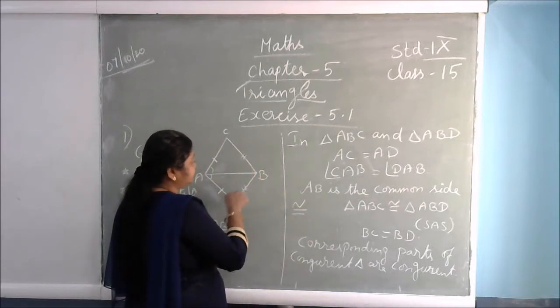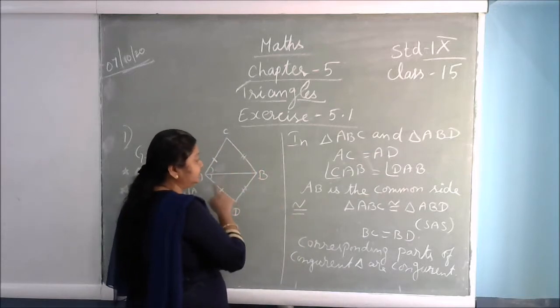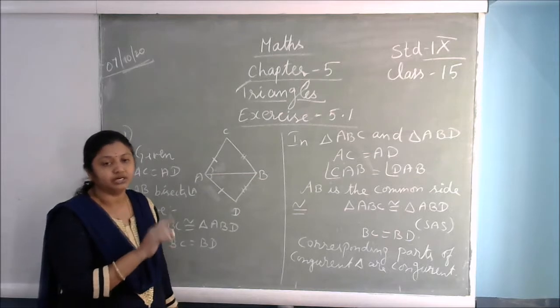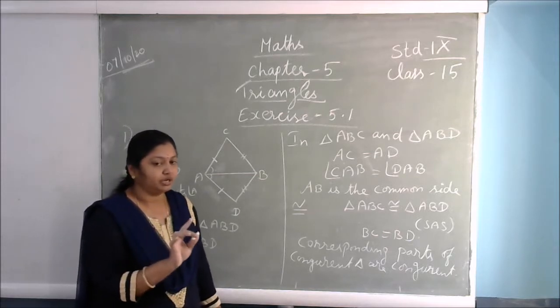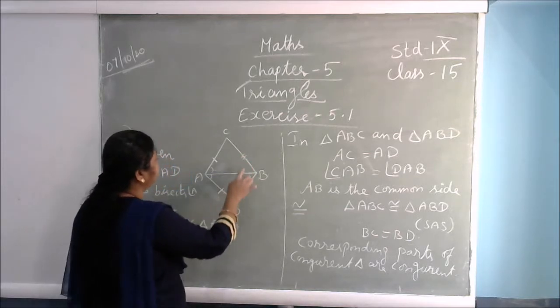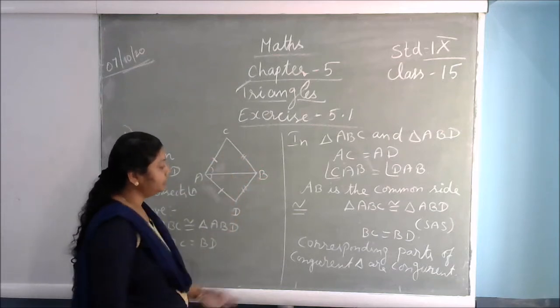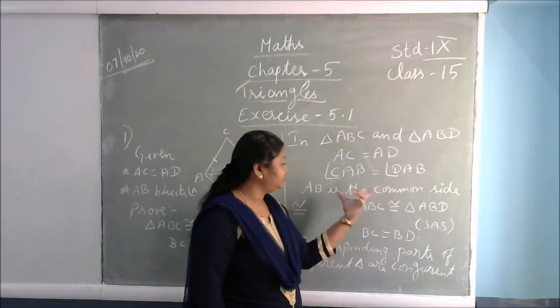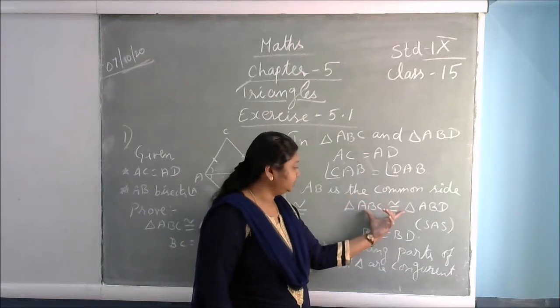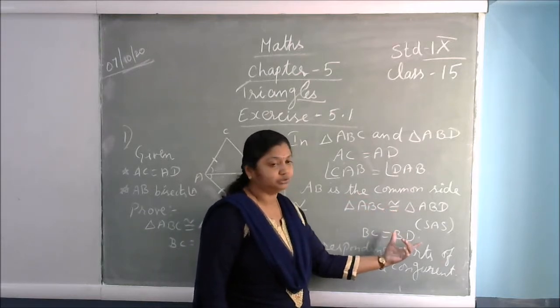Then, if these two triangles are congruent, all the sides are equal and all the angles are also equal. So, what is the connection between DC and BB? Both the sides are also equal. If two triangles are congruent, then BC is equal to BB.